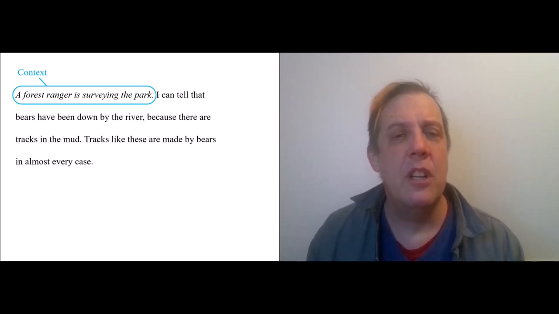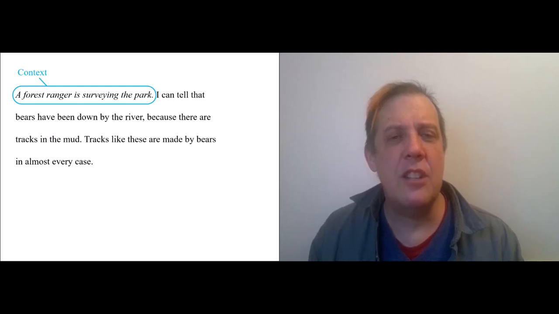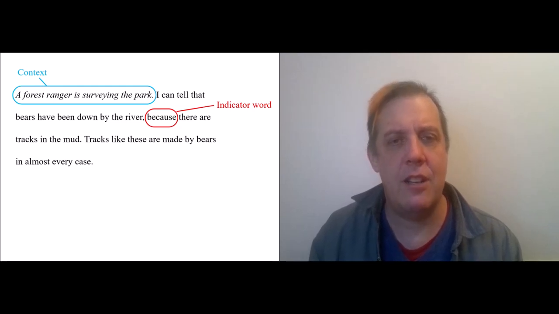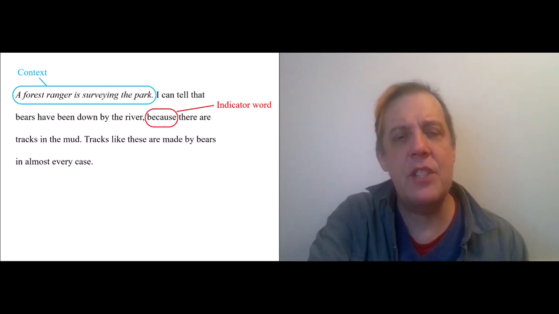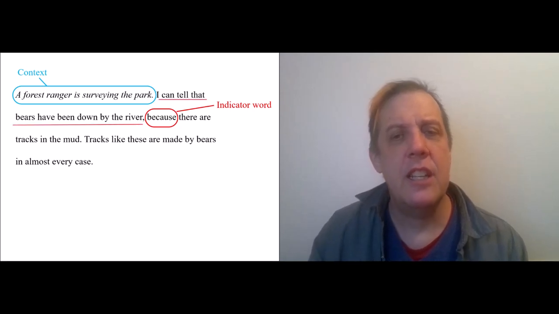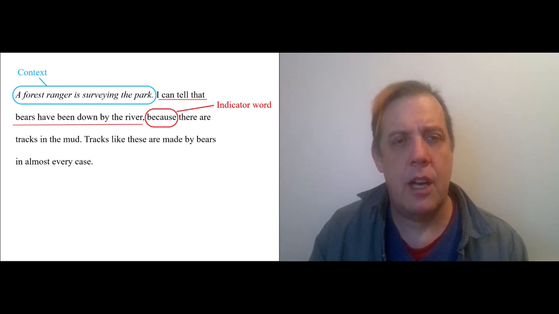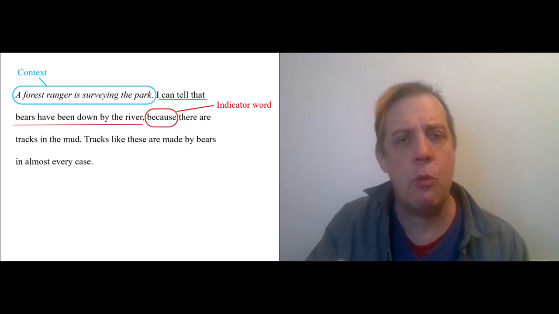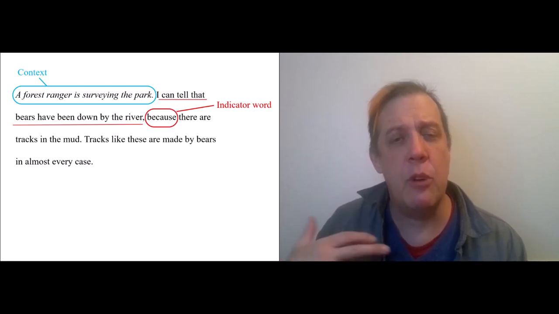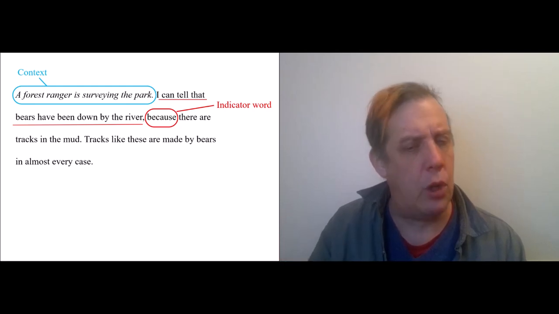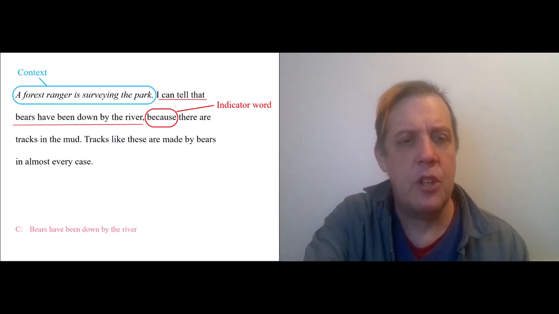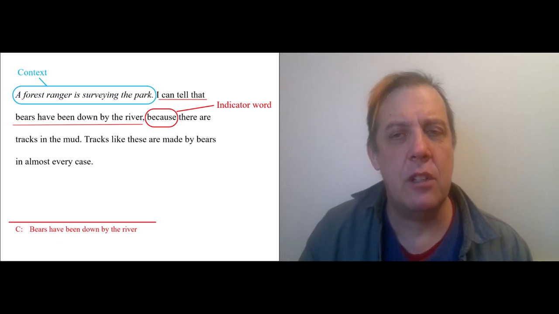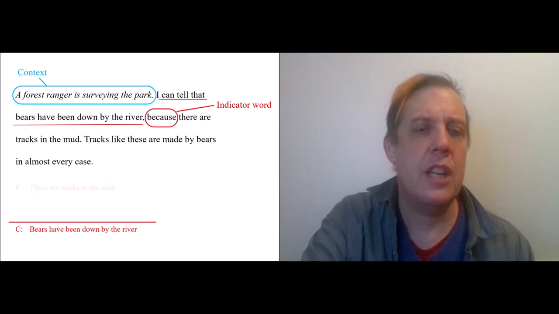So this argument, this is an argument, and you can tell it's an argument because it has an indicator word. It's got this "because," right? And that means that the first statement is the conclusion. "I can tell that bears have been down by the river." When we put this in standard form, we're going to drop out the "I can tell that," and we're just worried about this proposition that's about the world. We're not worried about the thinker. So we say, bears have been down by the river. We'll draw a line above it. That's our conclusion. And that means that the other two statements are premises.